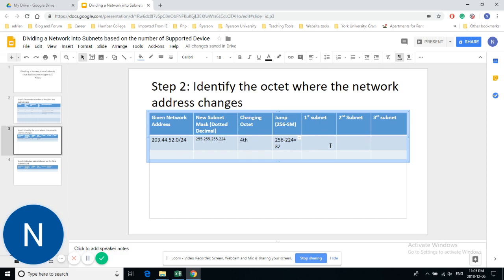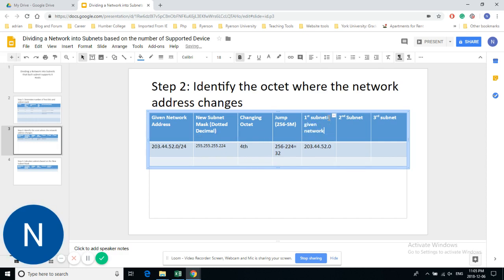Now I'll start building different subnets. The first subnet is always, always the given network address. It's always the first subnet. Okay. Second subnet is jump number of IP addresses, so 32 IP addresses more than the previous subnet. Okay. So first subnet is always equal to the given network.